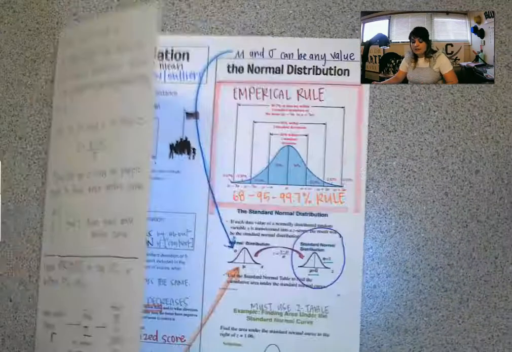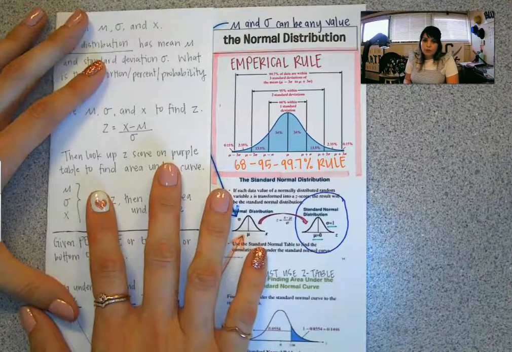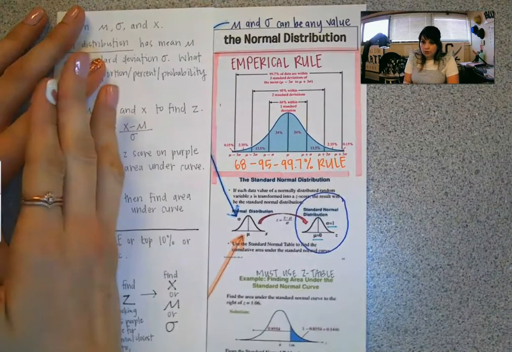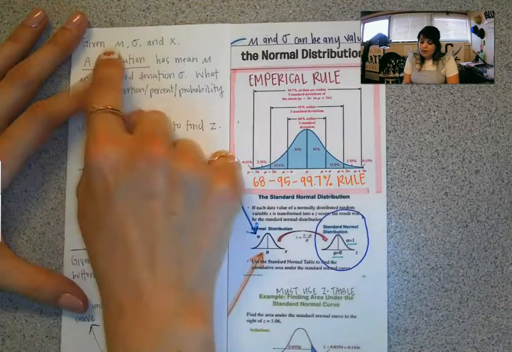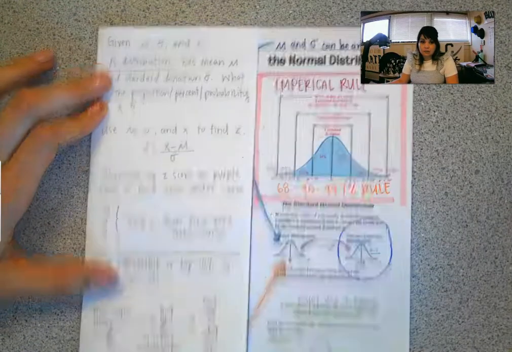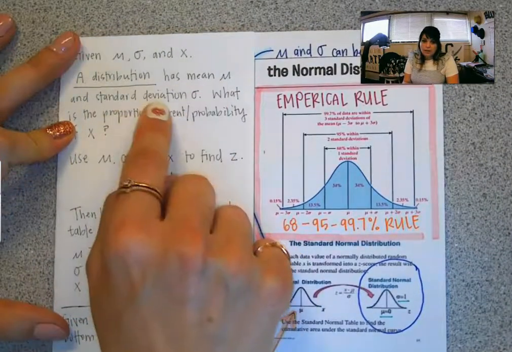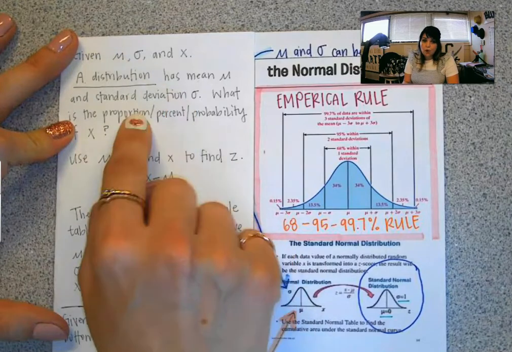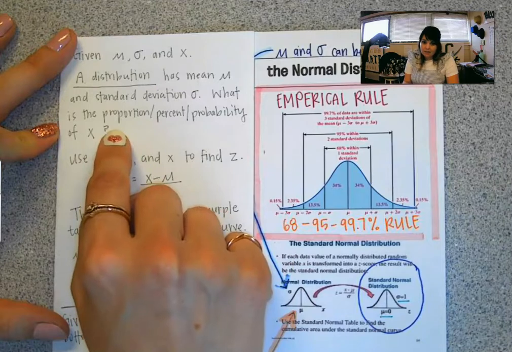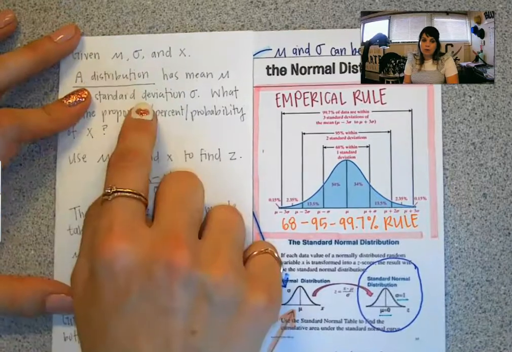The other thing that I wanted to make sure that we know has to do with how we actually use a normal distribution. So in some cases, you will be given mu, sigma, and x. The distribution has mean mu and standard deviation sigma. What is the probability, proportion, or percent of x? So this is just generic how they can set up a problem.